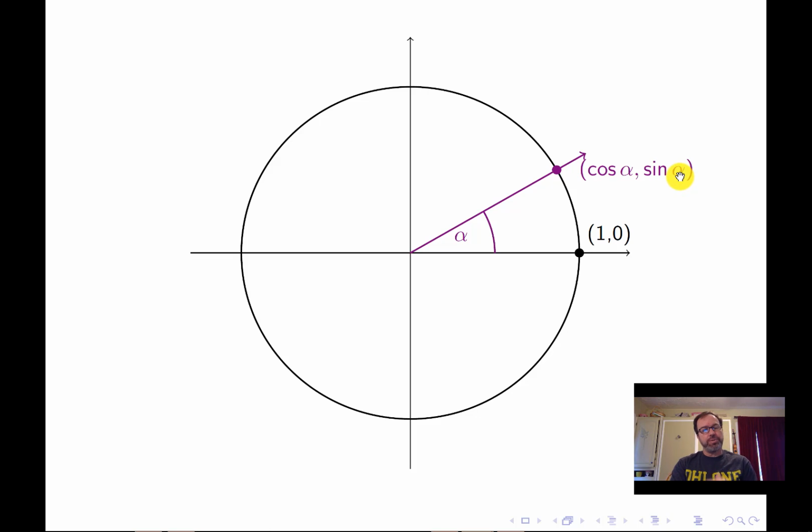Now, the next thing that I'm going to do, and it's not really obvious why I am doing this, I'm doing it because it works, and we'll see why it works later on, is that I'm going to add to the angle alpha the angle beta.